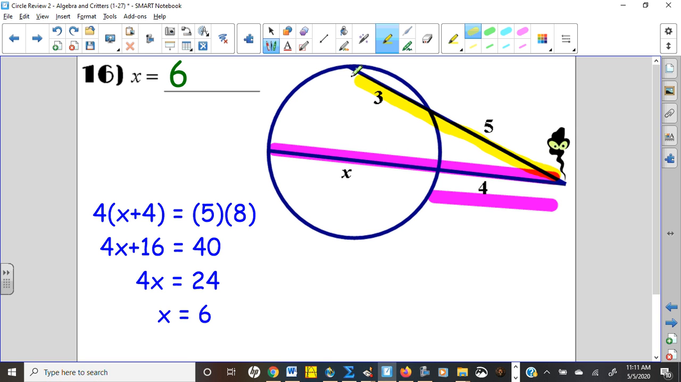Same thing with the other one, the full secant segment multiplied by its exterior. So 5 times the whole thing would be 8 is equal to 4 times, and the whole thing would be x plus 4. And once again, you can follow the algebra for yourself on the screen.